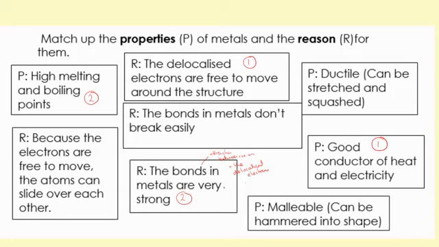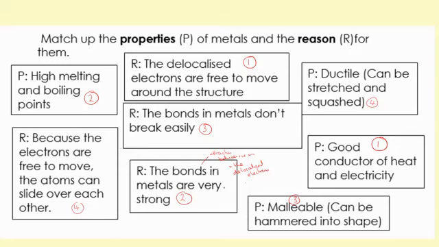Right, so we've now got malleable, which is because the bonds in metals don't break easily, so you can bend it into different shapes without them breaking. So that links in with it's strong. So really you could have the bonds in metals are very strong as the same reason. And then ductile, can be stretched into long thin wires, is the atoms can slide over each other.